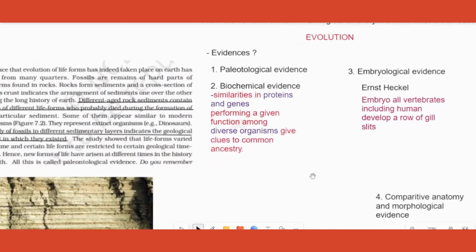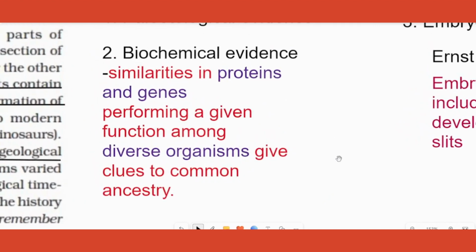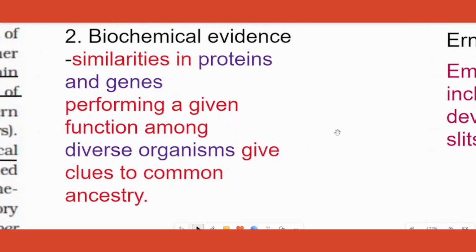Next is biochemical evidence. What exactly is biochemical evidence? For example, organisms like us and some other organisms like fish, both of us would have some protein in common, for example hemoglobin. How do we have these kinds of proteins in common? A fish also has the same protein. How is that? It is probably because we both had a common ancestor, isn't it?